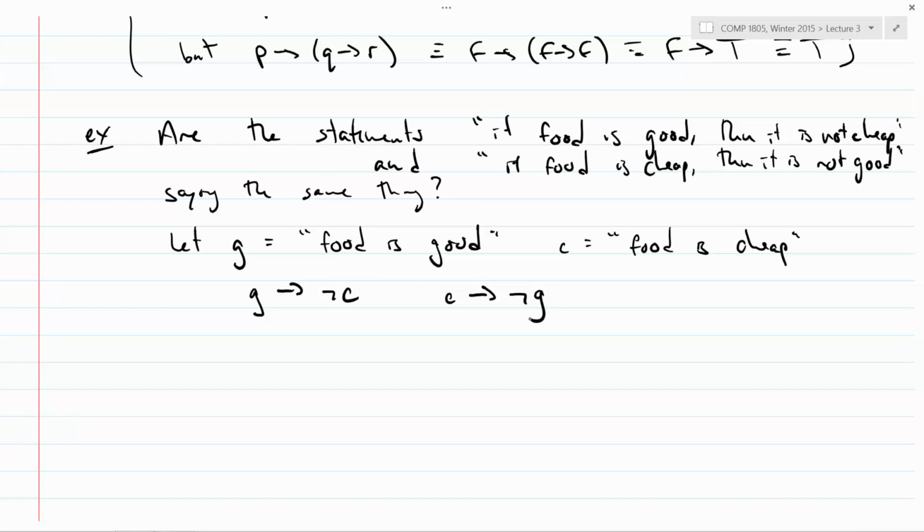Another way this could be phrased is slightly different and possibly confusing. So the first statement, you could say, good food is not cheap. Good food is not cheap. Is that a valid translation of the first statement? Why wouldn't that be a valid translation of the first statement?